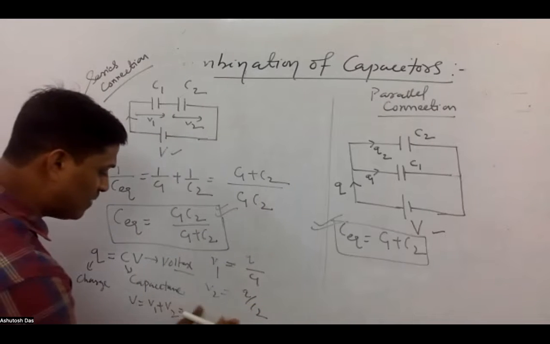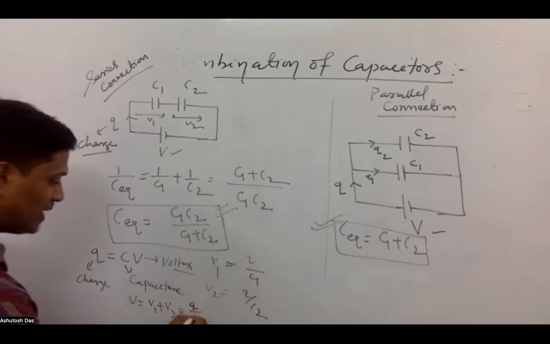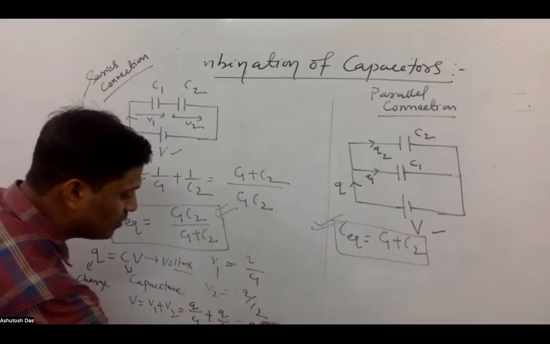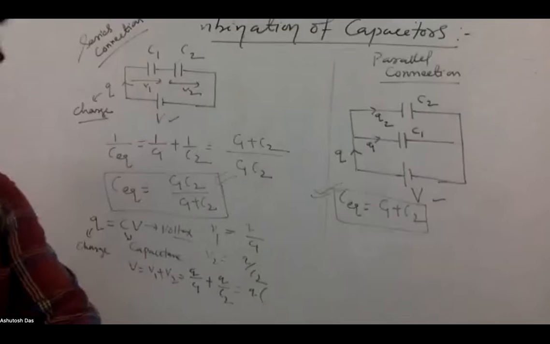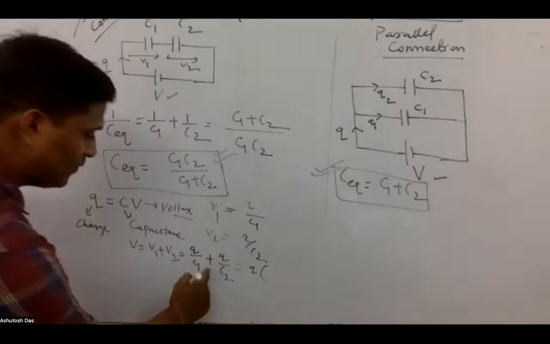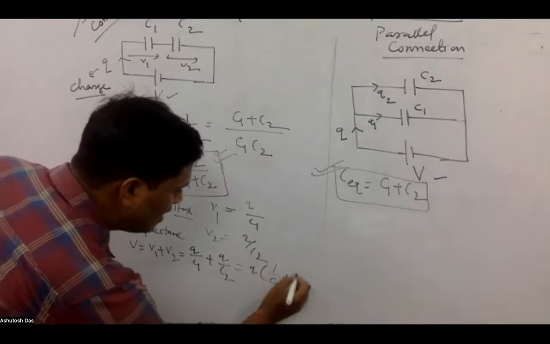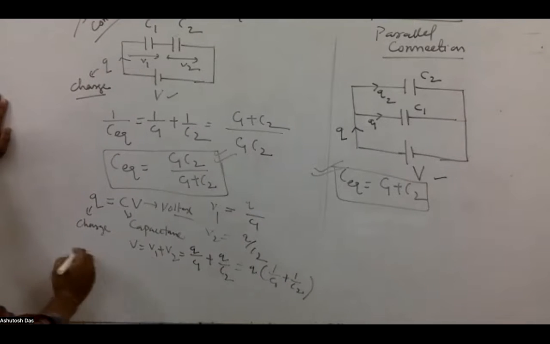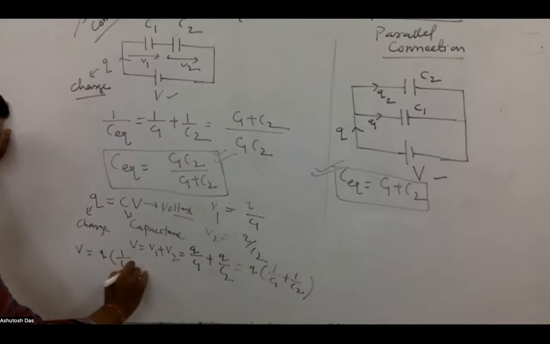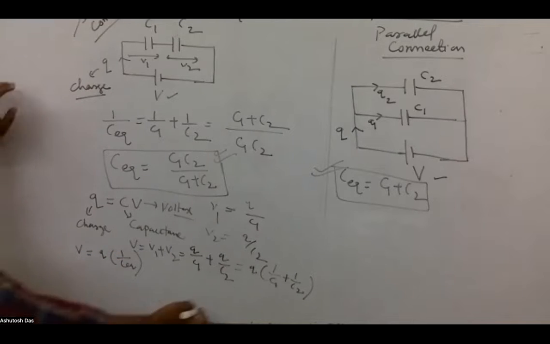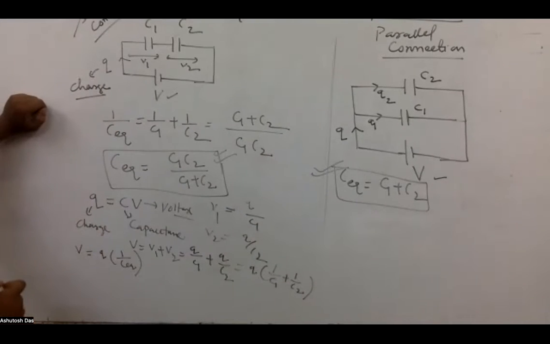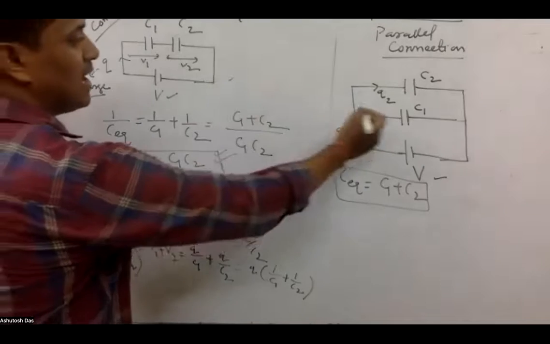So if I say V1 plus V2, then what you have to do? Q by C1 plus Q by C2. Then you take Q common, students. If I take Q common, then it will be 1 by C1 plus 1 by C2. Yes or no? Then from here, I can find total voltage V is equal to Q into 1 by C equivalent. That 1 by C equivalent is equal to 1 by C1 plus 1 by C2, because this is the equivalent capacitor. Getting all? So you remember the formula for series and parallel.